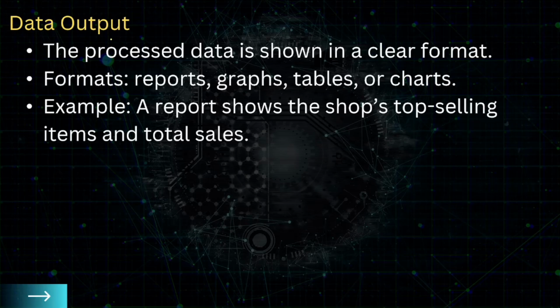Next one is data output. What is data output? The processed data is shown in a clear format, which means a table format. It can be reports, graphs, tables or charts. All these are examples of data output. So the example is a report showing the shop's top selling items and total sales.